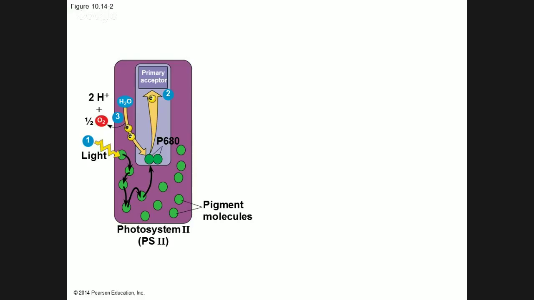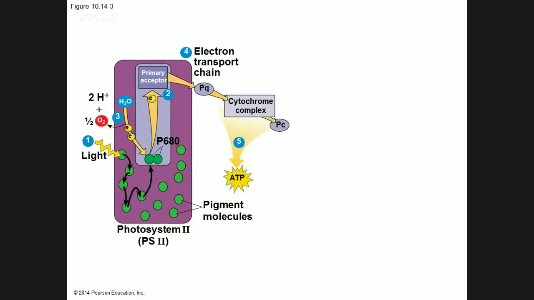To replace the electrons that have just left, to get excited. Got it? Okay. Now, the ones that are excited hang out here for a minute, and then they pass down the little tiny ETC. Okay? Plastoquinone takes them to the cytochrome complex. They lose energy, pump hydrogen ions into the thylakoid space, and create a hydrogen ion gradient. Eventually, they'll flow out of ATP synthase, eventually making ATP.